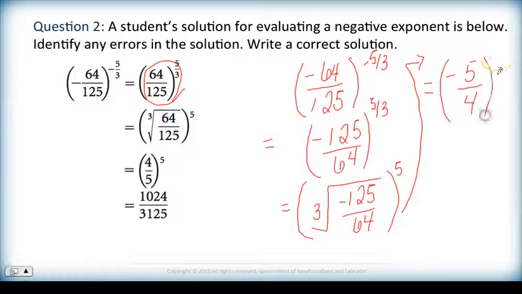Now we still have to raise all of that to the exponent of 5. Let's do it piece by piece. Negative 5 to the exponent of 5 is going to give us negative 3,125. And 4 to the exponent of 5 is 1,024.